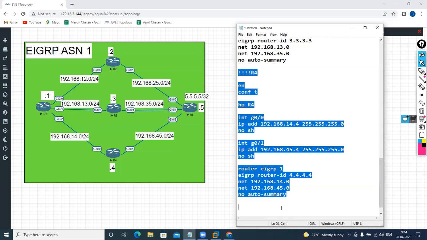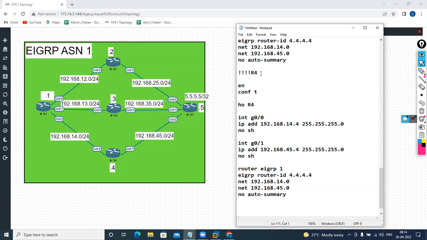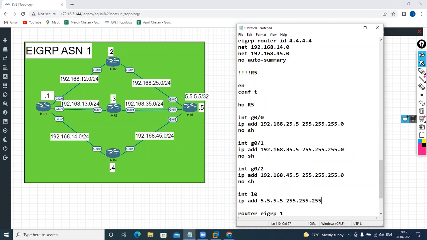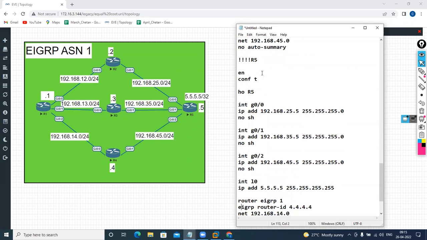Now the final configuration on R5. Z0/0 will be 25.5 and Z0/1 will be 35.5. We have one more interface, whose IP address will be 192.168.45.5/24. You have a loopback, and its IP address will be 5.5.5.5/32.